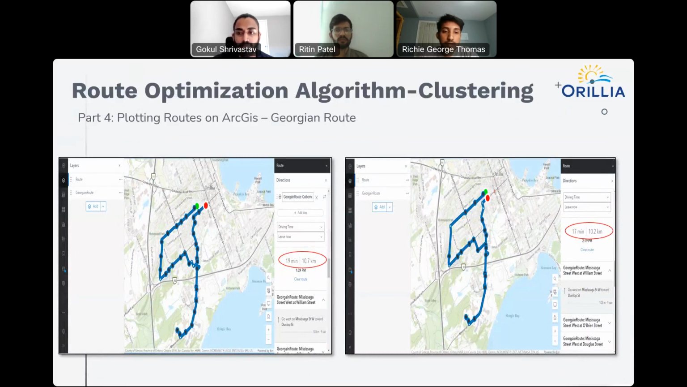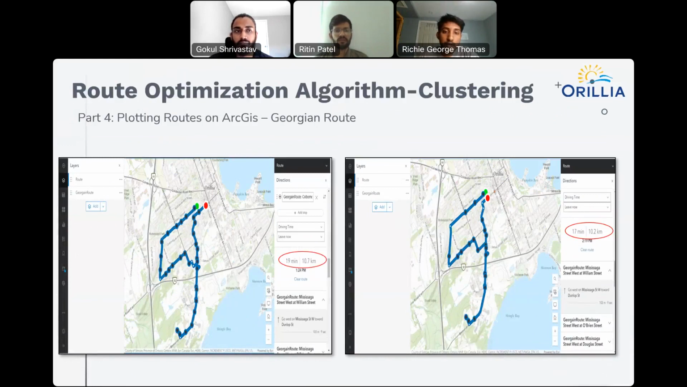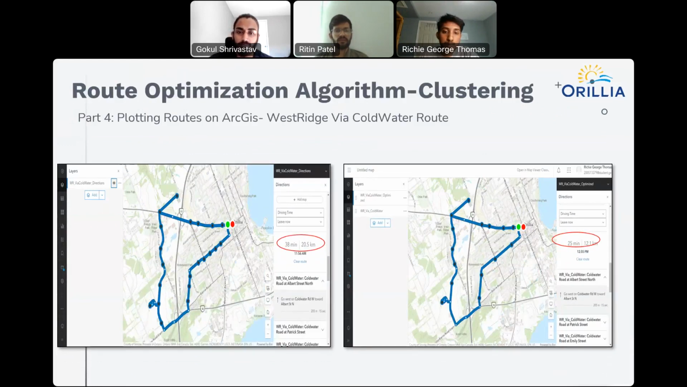In this graph, we can see the Georgian route that is plotted using ArcGIS after clustering. The left one is the original map and the right one is the one that is filtered after clustering. So we can see the time difference of 2 minutes. Earlier it was 10.7 and then 10.2 for Westridge via Coldwater. Also, the left side is the original and the right side is filtered on the basis of clustering. Also we can see a drastic change in time in both the cases.